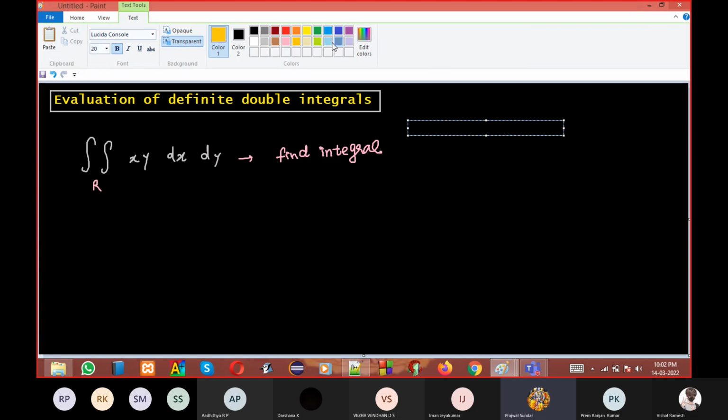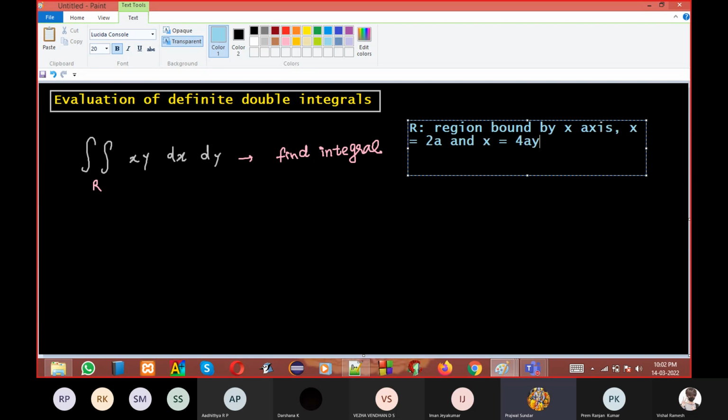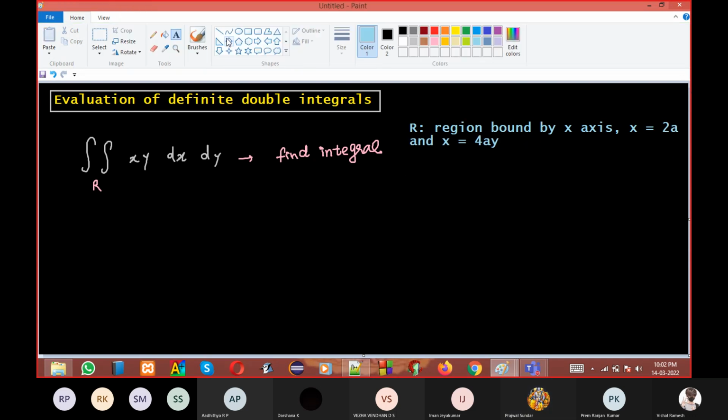Listen carefully. It will look very new, it will look very difficult initially, then after it will become very simple. Don't worry. R is the region bound by the x axis, x equal to 2a and x squared equal to 4ay. So they're telling you, integrate this around this region. It will be confusing. Wait, I'll explain, then we'll see whether you understand.